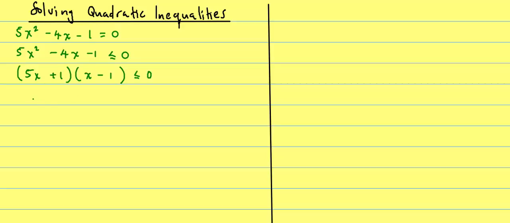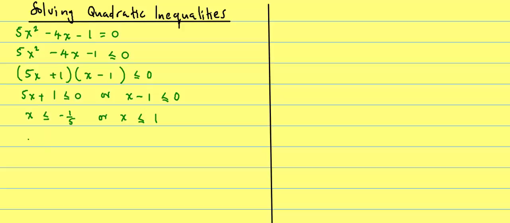As I said, someone would think that now because we factored it out, it follows that 5x plus 1 must be less than or equal to 0, or x minus 1 has to be less than or equal to 0. Isolating x on this first expression means that x must be less than or equal to minus a fifth, or x has got to be less than or equal to 1.